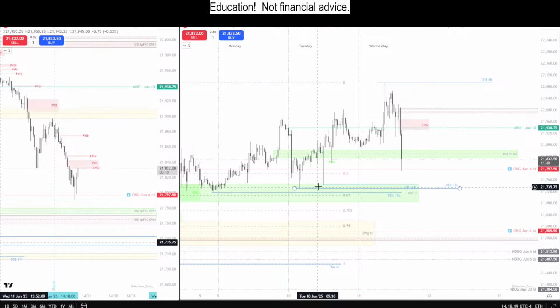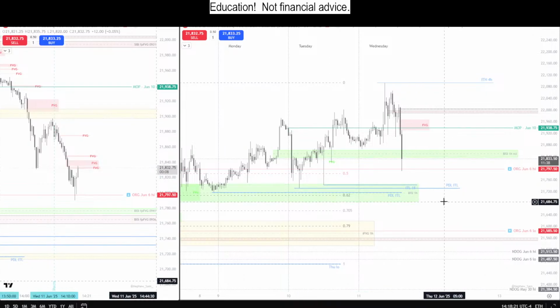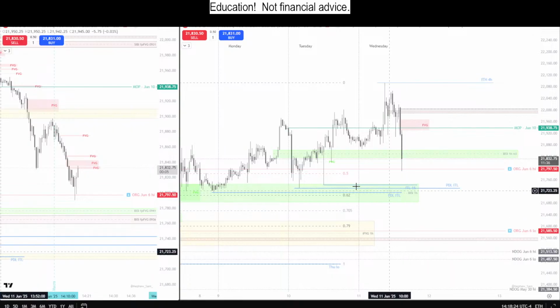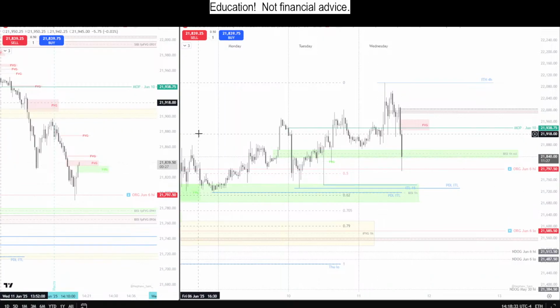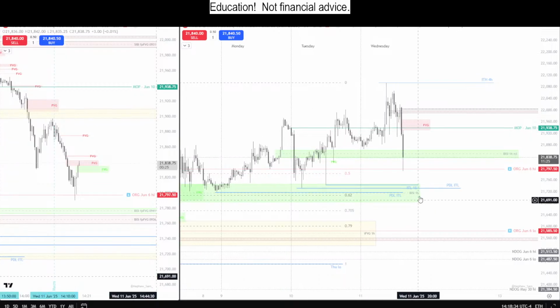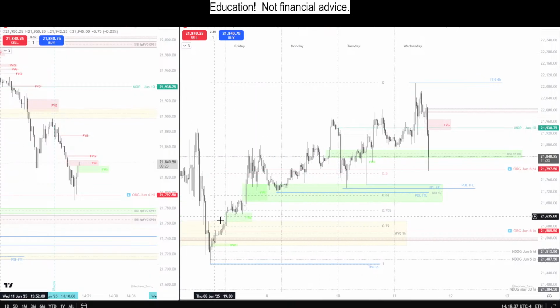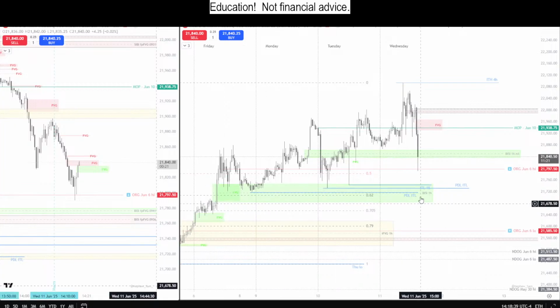So we have some more lows over here. We've got this low over here. We've got previous day and intermediate term low from here, and another the day before that. That would be the Sunday.